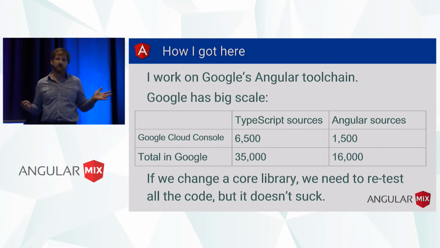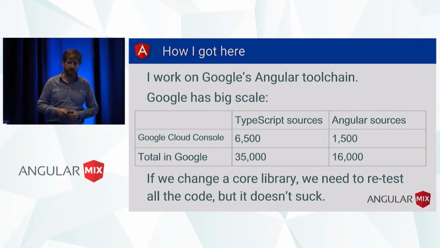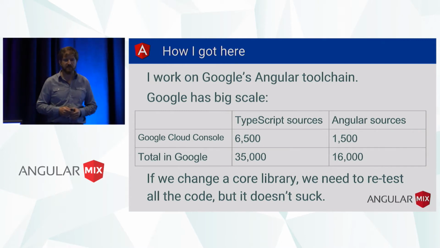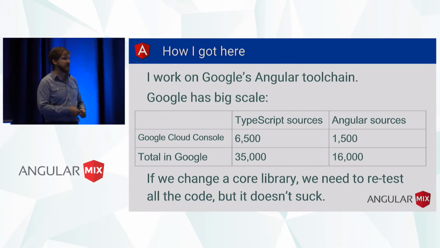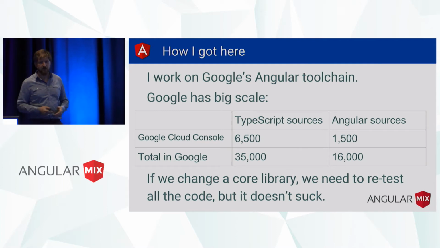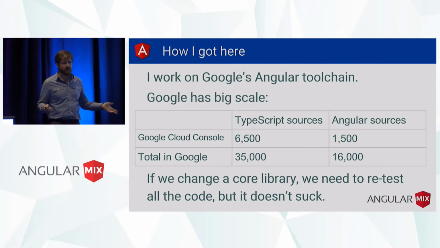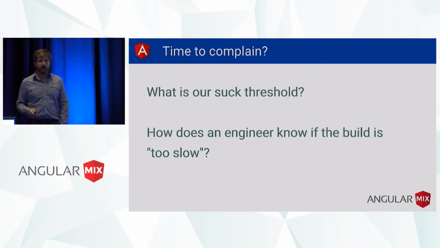And if you look across all of Google, we have 35,000 files in TypeScript, and 16,000 of those are Angular sources. When our team makes a change to the TypeScript compiler configuration, or we roll out a new version of Angular, which we do several times a day, we have to retest all this stuff again. So how do we do this without it sucking?